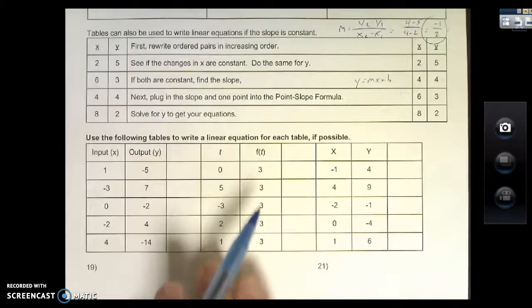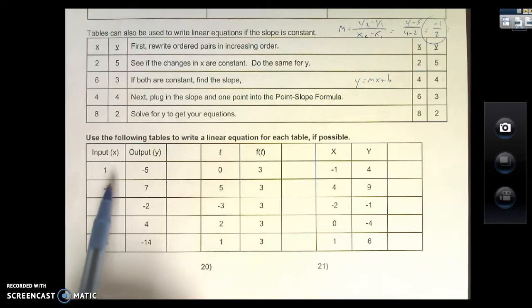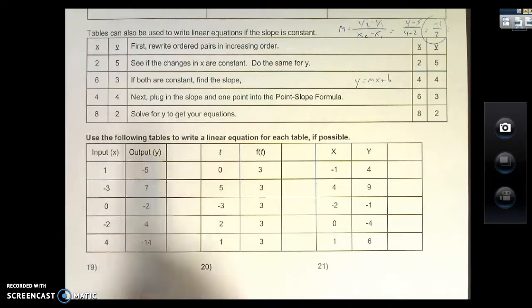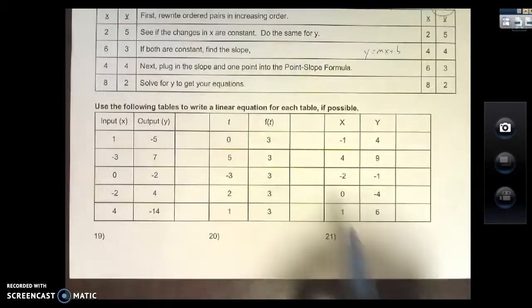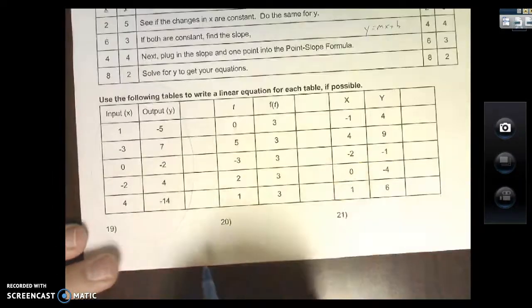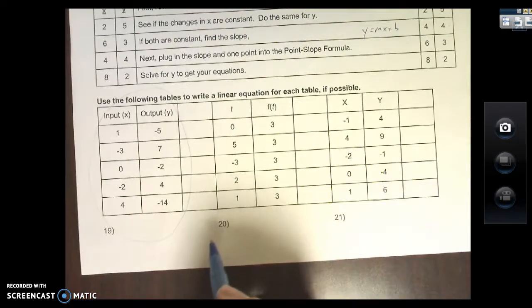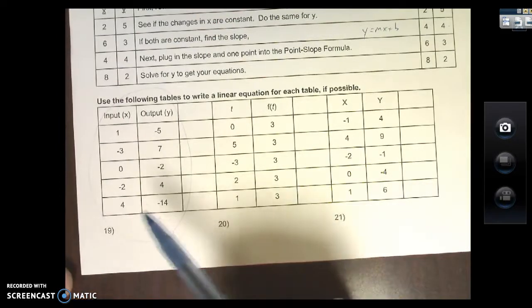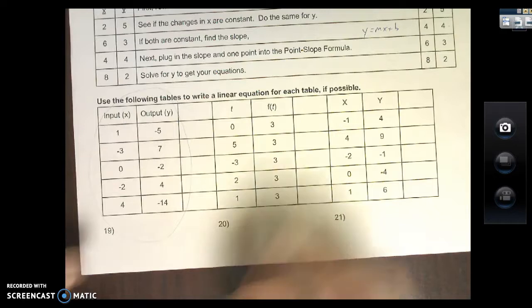Now down here, the one thing to point out to you guys is this. It says use the following tables to write a linear equation for each table if possible. You see how at input, output, t, f of t, x, y, these are all different ways they can write an x, y table. Now, I'm going to go ahead and do the first one. I'm going to pick 2 points and figure out what my change is, or what my slope is.